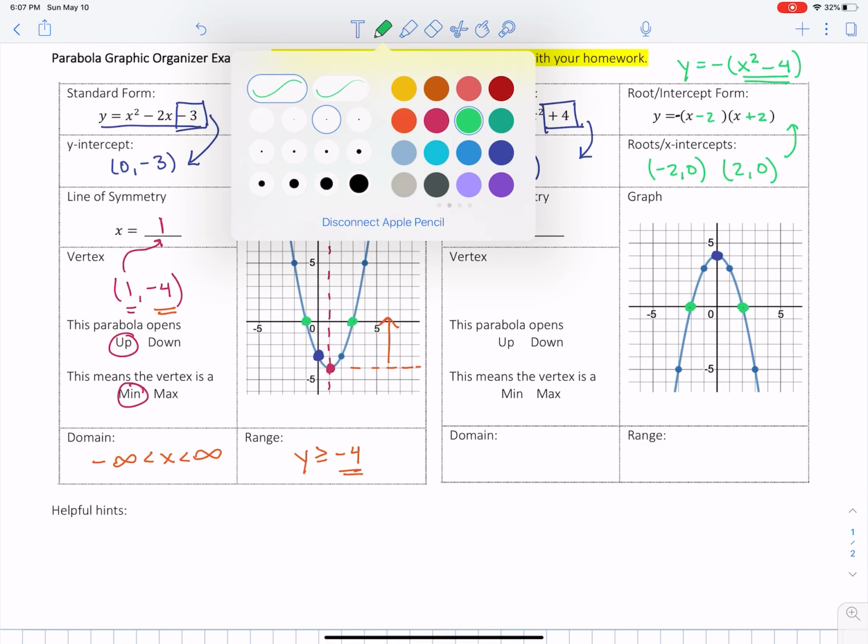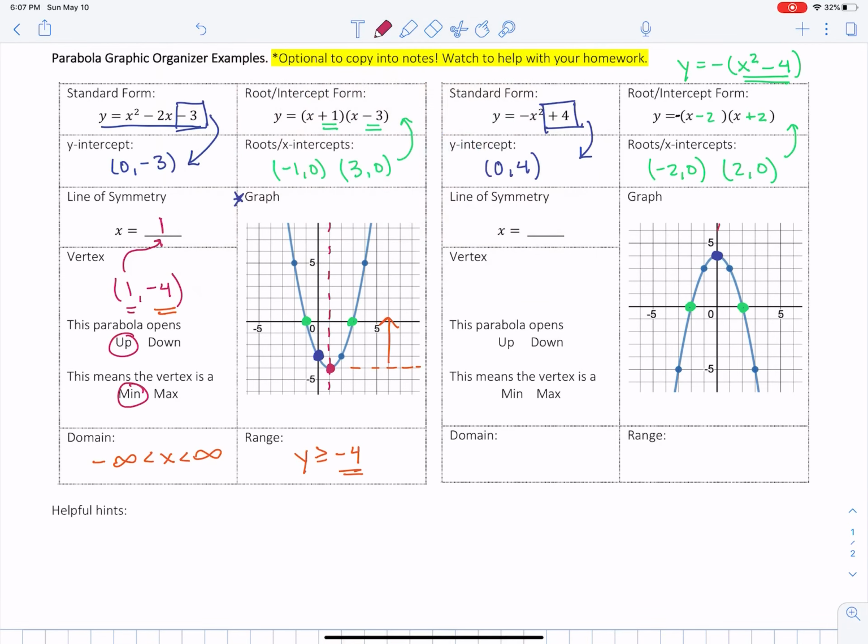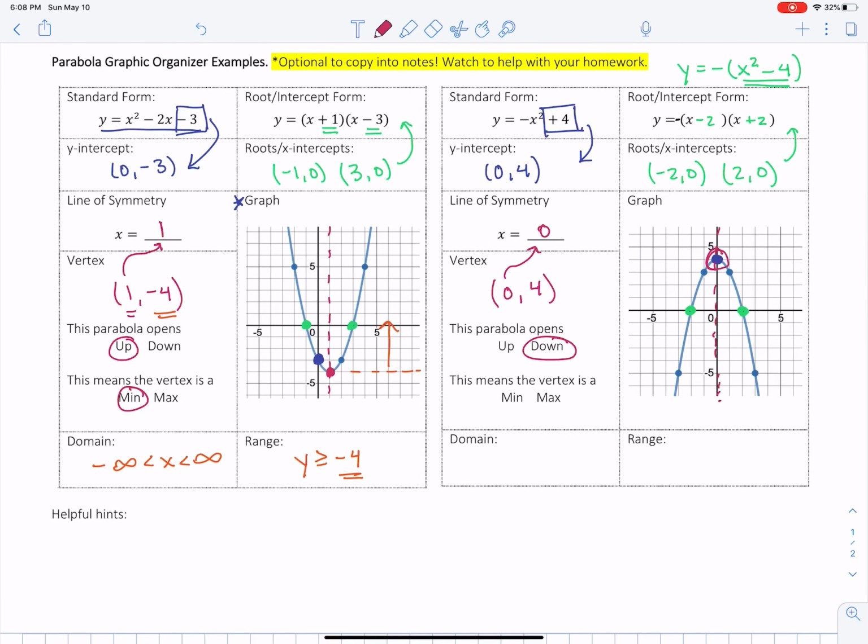Okay, going on to this axis of symmetry and vertex. Doesn't matter which order you like to do it in. I like to go ahead and figure out the vertex first. And we'll see here, our vertex and our y-intercept are the same point. That's okay, they can share. And then I'm going to fill in this value right here because it should always match. Now this parabola is opening down, meaning that the vertex is a maximum.